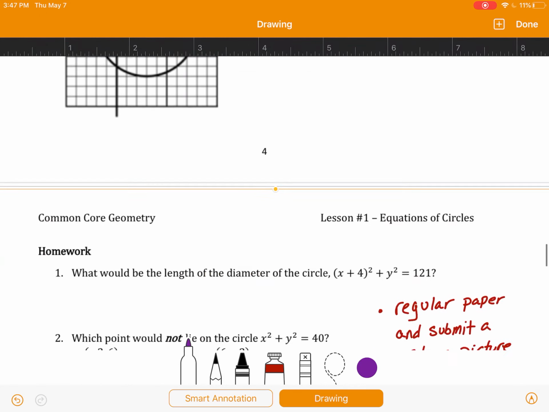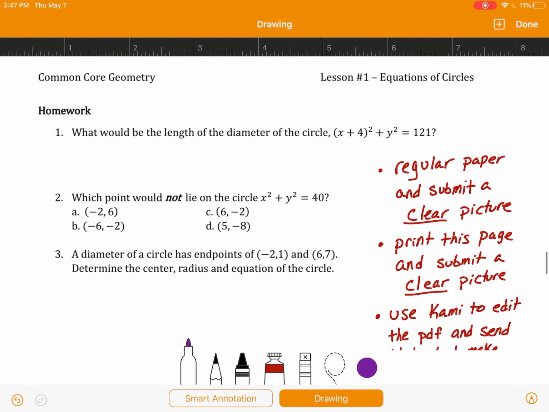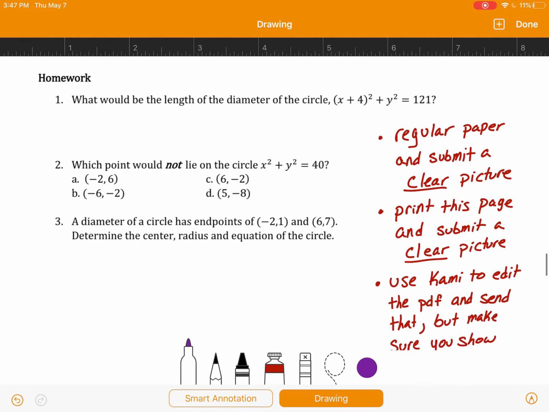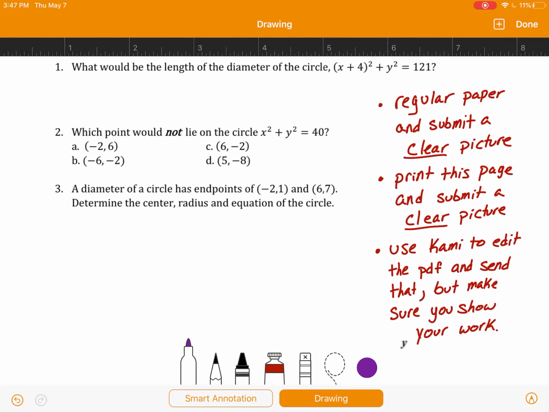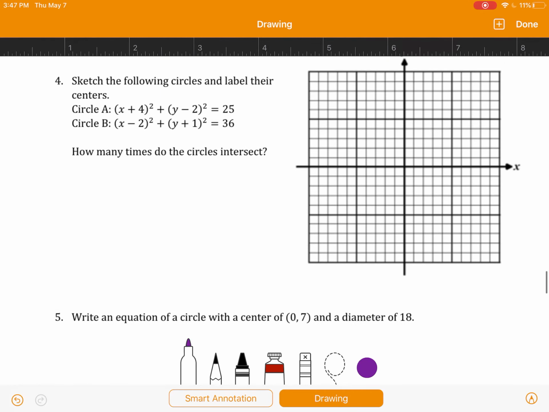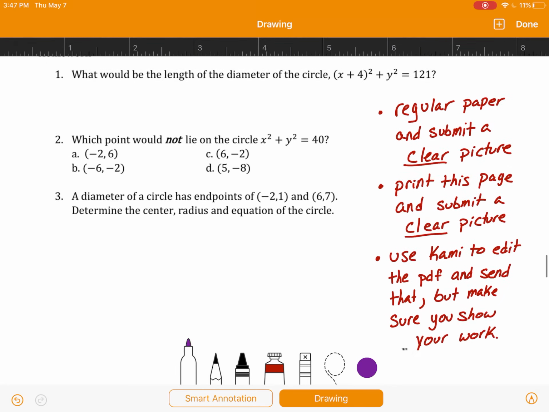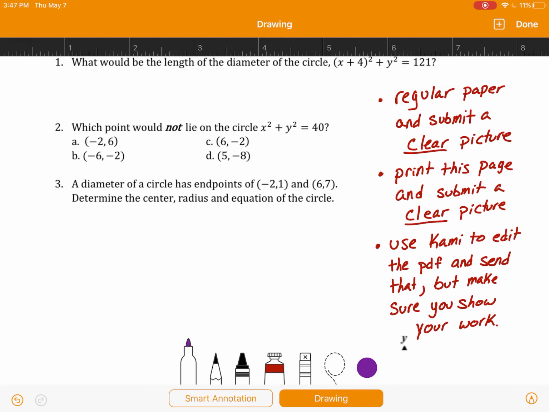So that's it for lesson 1. You have the lesson 1 homework to do. And what I want you guys to do for it is you have a couple options. Here's all of the questions in case you can't find the PDF of this on Google Classroom. But if you have access to the PDF that I posted on Google Classroom, you should be able to find every single lesson and all of the homework pages.